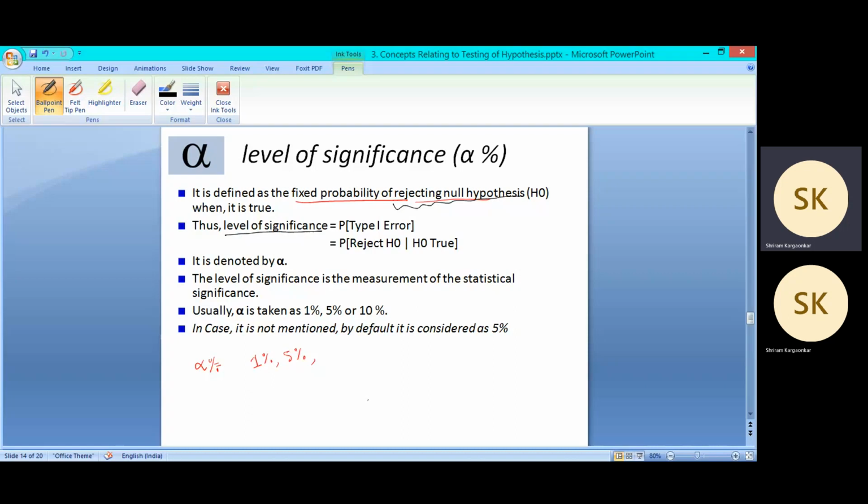So in testing of hypothesis we always fix some area, some proportion, for this kind of error to occur, and that we call the level of significance. The level of significance is nothing but the probability of type one error, rejecting it when it is true. Even when everything is fine, getting rejected, this chance is called the level of significance. So how is it? It is generally 1%, 5% or 10%. And if it is not mentioned at all, then by default, 5% should be taken and the test should be carried out. So that is all about the level of significance. Hope you understand it properly.